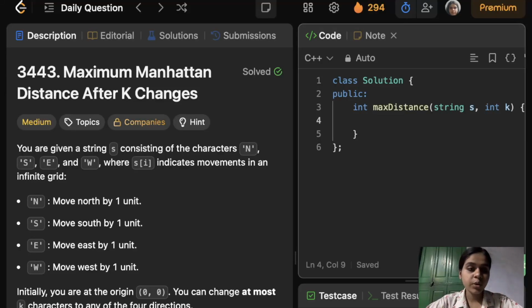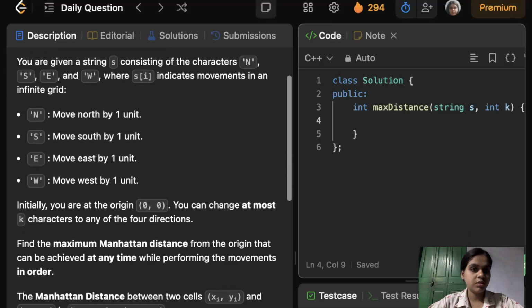So today we are going to solve LeetCode 3443. It's a very interesting problem. It's maximum Manhattan distance after k changes. So what is given in the problem?